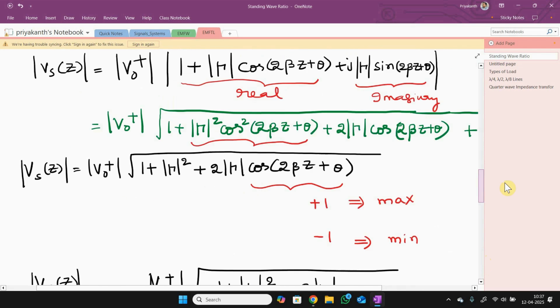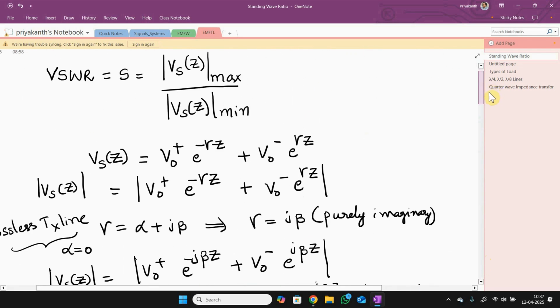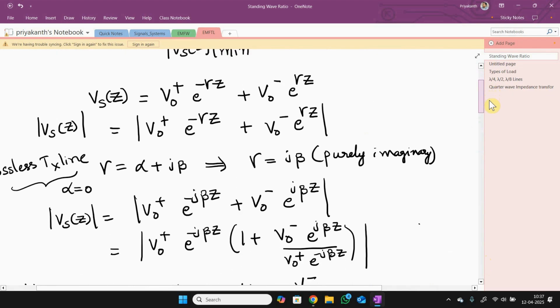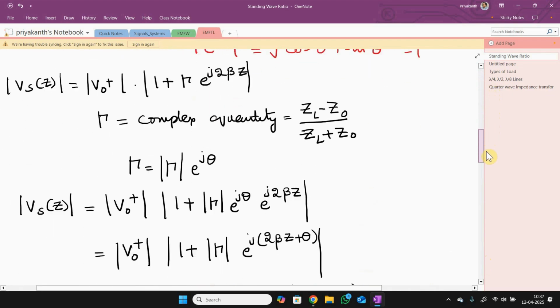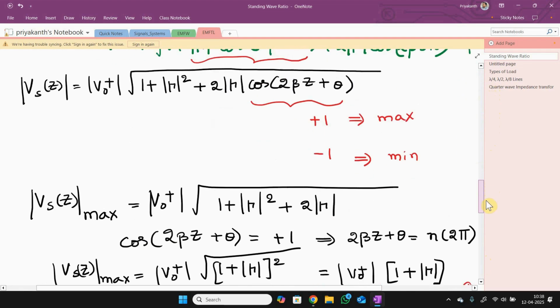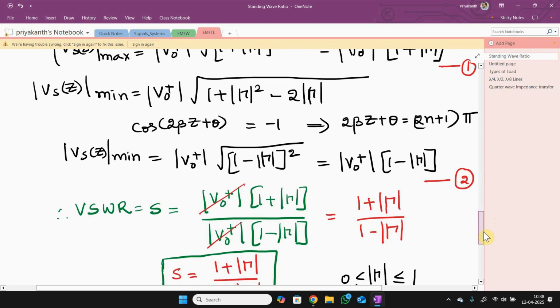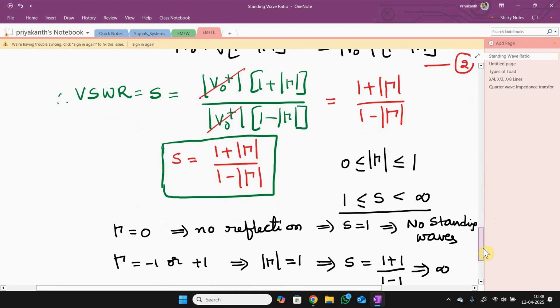Just recollecting. It is a ratio of Vs maxima to Vs minima. Then we took the solution of a transmission line equation. We found its absolute value by simplifying it. And then we found the maxima and minima depending on the cosine function. And after that, we took the ratio and simplified it. We got the expression of 1 plus mod gamma by 1 minus mod gamma, and you have to remember this formula to solve the problems.